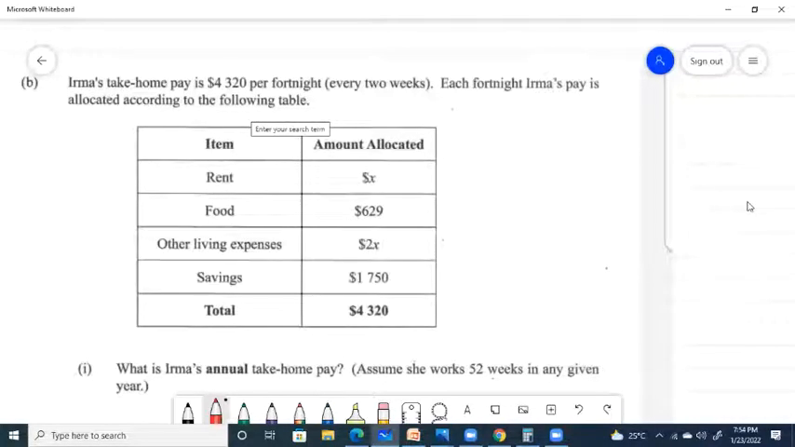All right. It says Irma takes home $4,320 per fortnight. Listen, these terminologies are very serious. Fortnight, and they put it every 2 weeks. It didn't say weekly. She's taking home this every 2 weeks. Each fortnight, Irma's pay is allotted according to the table.